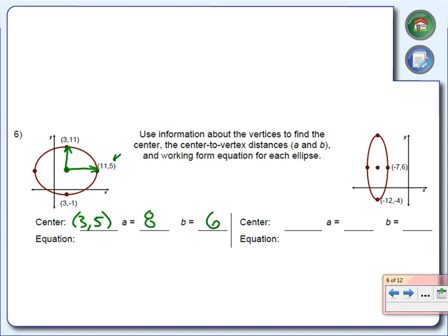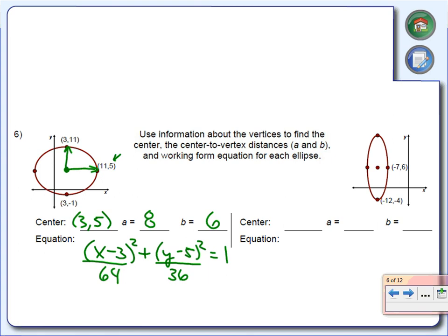So at this point, I was able to figure out what my center is, what my horizontal distance was, and what my vertical distance was. At this point, we can write my equation. And that equation is x minus 3 squared, y minus 5 squared. Remember, it's equal to 1. And underneath that x minus 3 and y minus 5, I need 2 numbers. What's the first number I'm going to put here? X minus 3. What goes under that? 64. All that is a squared. And then over here, b squared is 36. So there's our equation to number 6.